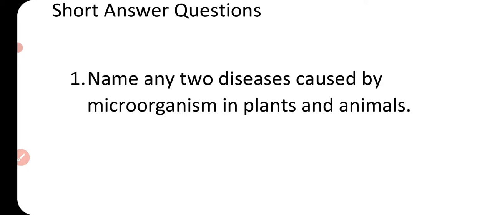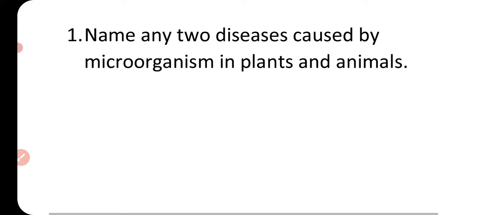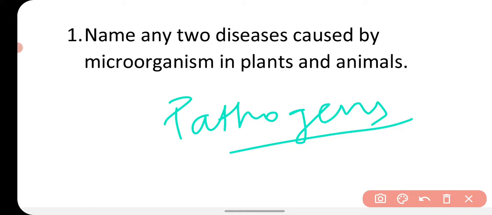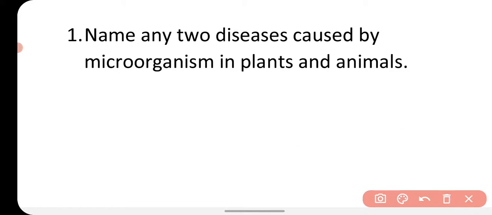Okay, you have to answer the names of the diseases that occur in plants and animals caused by microorganisms. As you know, the microorganisms which cause disease are called pathogens. Disease-causing microorganisms are called pathogens, and pathogens can cause diseases in plants as well as in animals, and in human beings also.